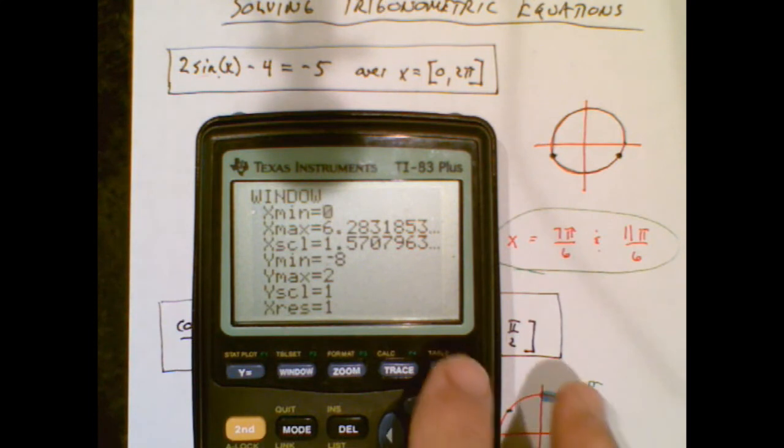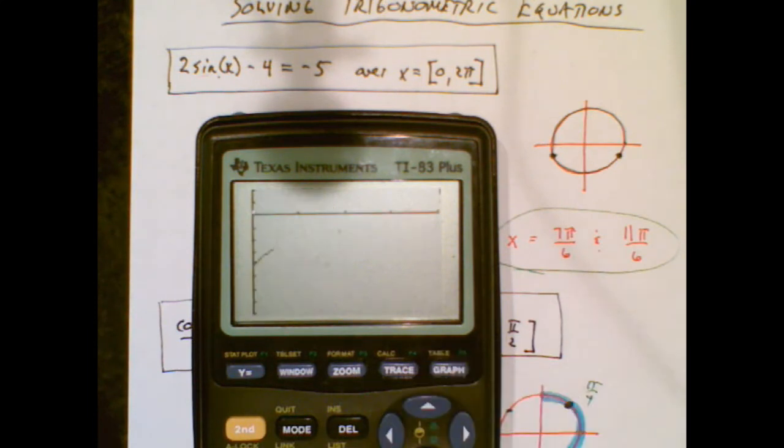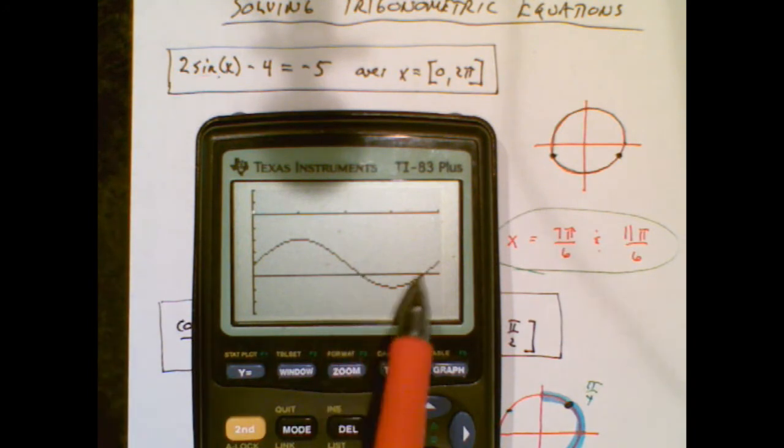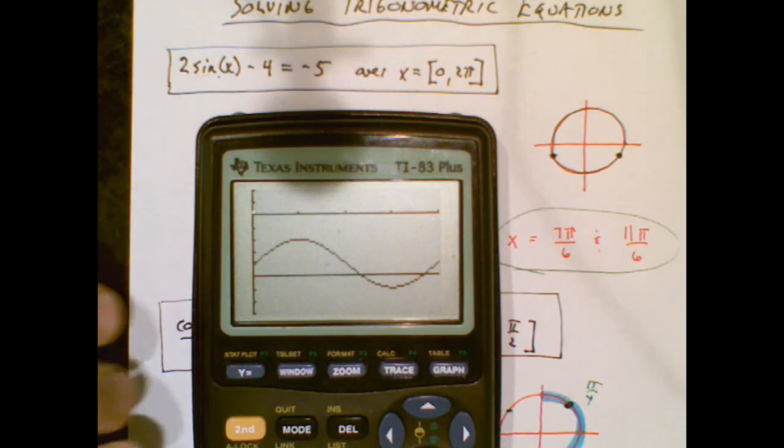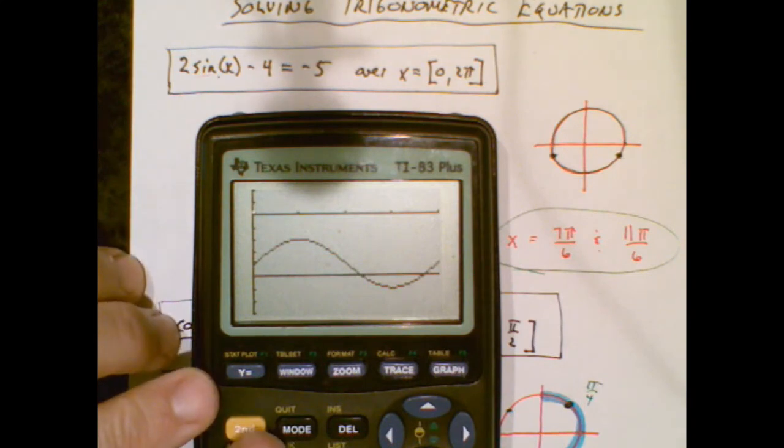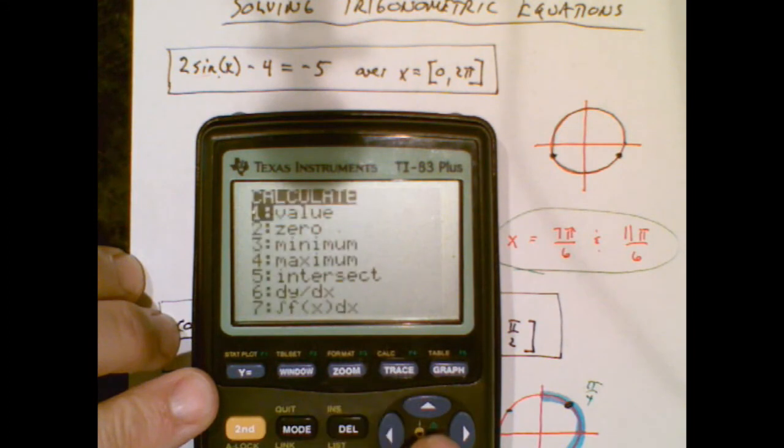Okay, so now I'm just going to graph both of these. And there's the left-hand side being graphed, 2 sine x minus 4. Now the minus 5. And what I would do is I would find the intersection points, and I would look for the x values. So I'll show you one of those, and you can figure out the other if you felt like it. I would go to second, then calc or trace, and I would choose the intersect option.